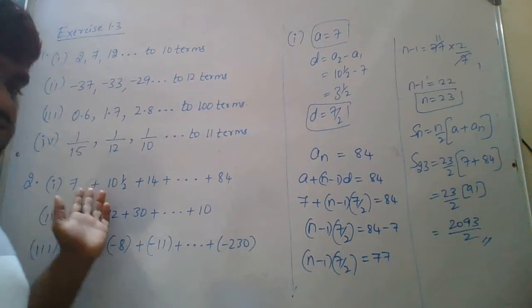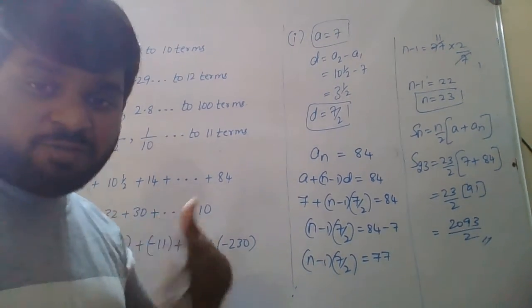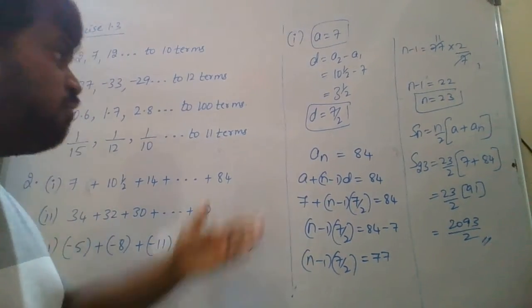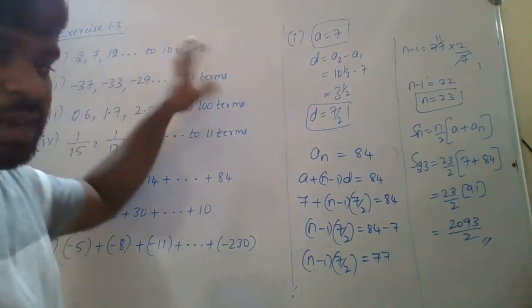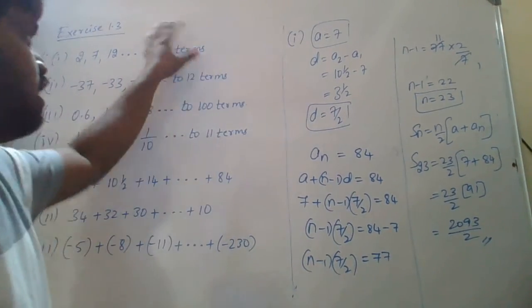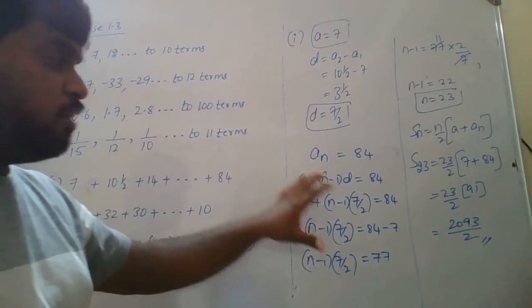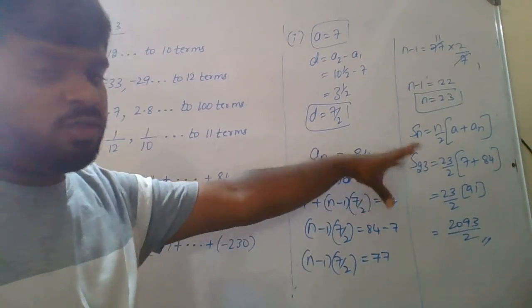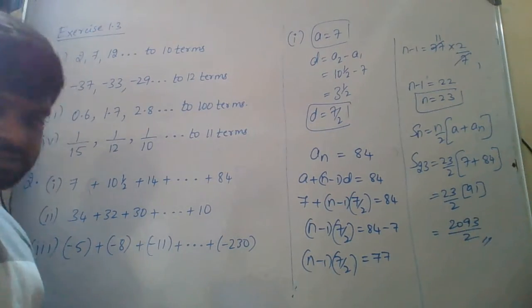So a value is known, d value is known, but the thing is we don't know how many numbers are there. How many numbers are we adding? We don't know that, so we have to find the value of n. But in the earlier problem, they clearly gave you 2, 7, 12, add 10 terms. They are clearly given in the question. But here we don't know how many numbers we are adding. So that's why we have to initially find the value of n. Once you know the value of n, you can proceed.